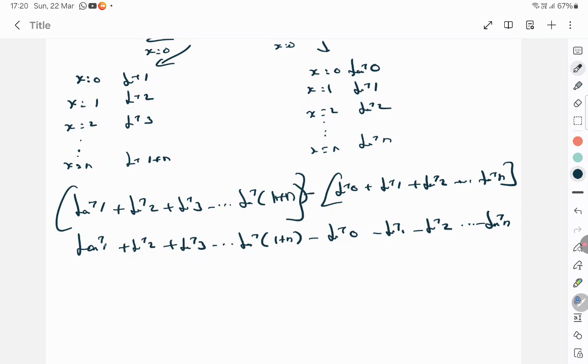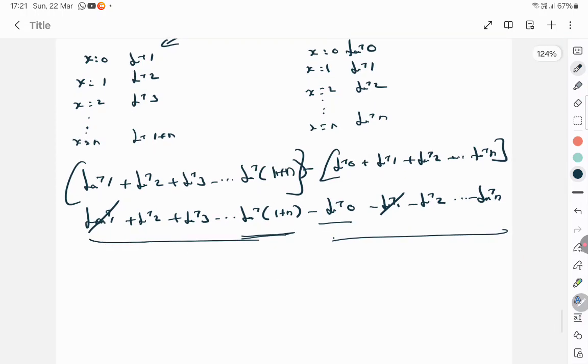In this, if you see, the tan inverse of 1 is getting cancelled. The first term in the second series and the last term in the first series are not getting cancelled. Rest of it is all getting cancelled. I hope you understand. So therefore this is tan inverse of 1 plus n minus tan inverse of 0.